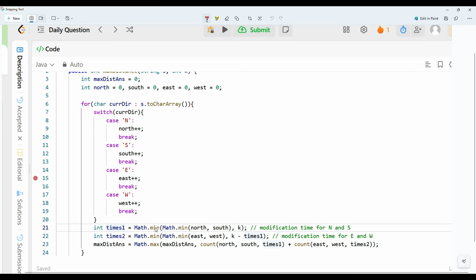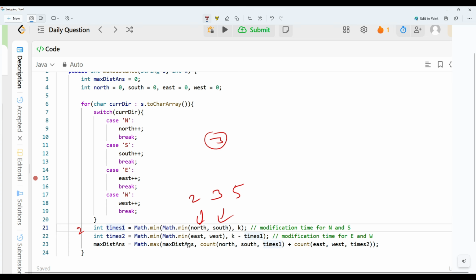So let's suppose we'll take two things. We have north and south given. Let's suppose it is given 2 and 3, and k is 5. Just for example, there are multiple cases possible. So in the first step, in case 1, north is coming 2 times, south is coming 3 times, and given k is 5. It means times becomes 2. So k we have 5, but 3 more we need for the modifications.